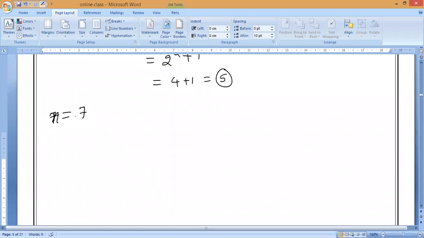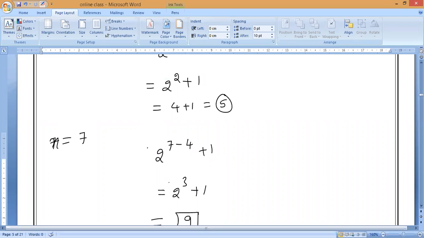Yeah, n equals to 7. All of you check it. Everybody, n equals to 7, what will come? 2 power 7 minus 4 plus 1, which equals 9, sir. Have you got this? That is what I am saying. So till n equals to 9 alone, this formula will work. After this, no formula will be applicable to calculate it.